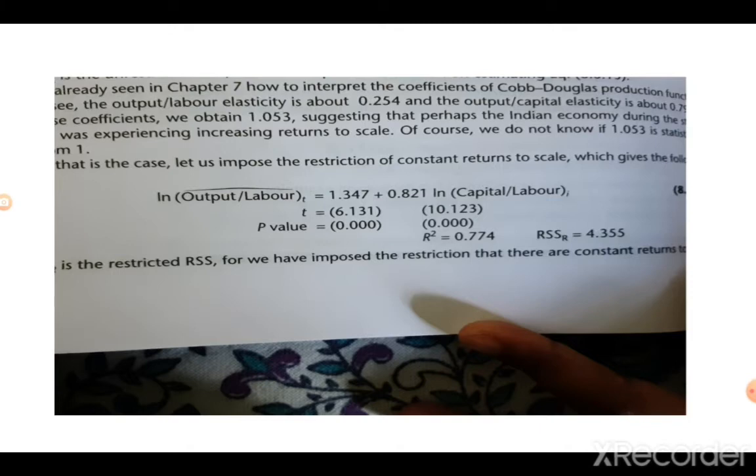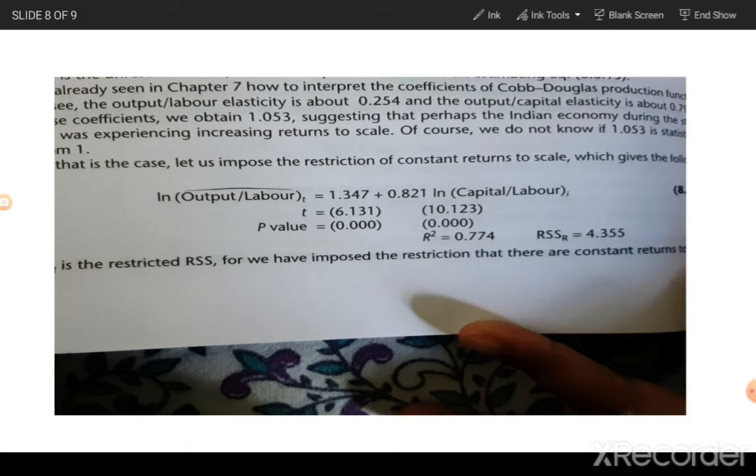This is actually our restricted least squares model, and as you can see, because one restriction has been imposed, I now have one parameter less to be estimated: only beta naught, the intercept, and beta 3 are being estimated. If you see the p values of both these coefficients, both are very small, which means they are quite significant. The r square of the restricted model is 0.774.